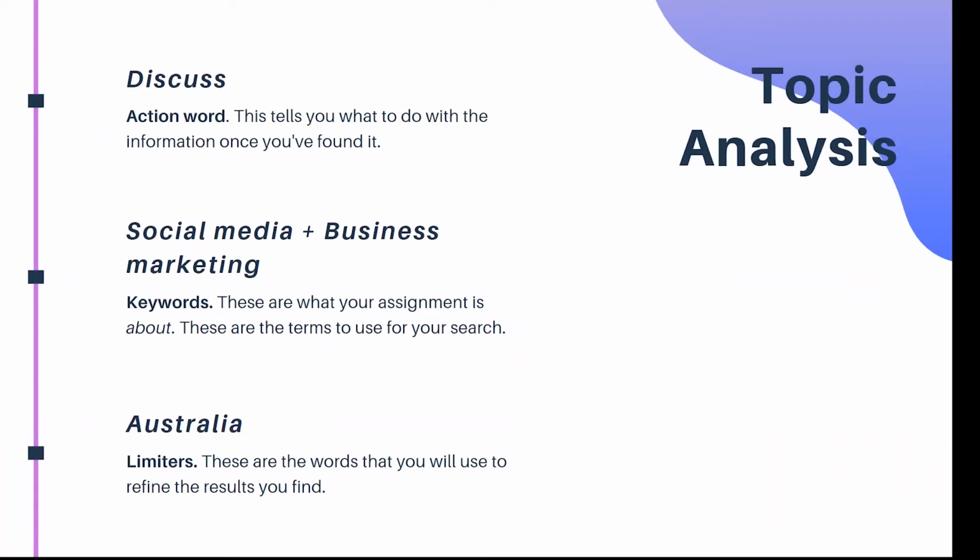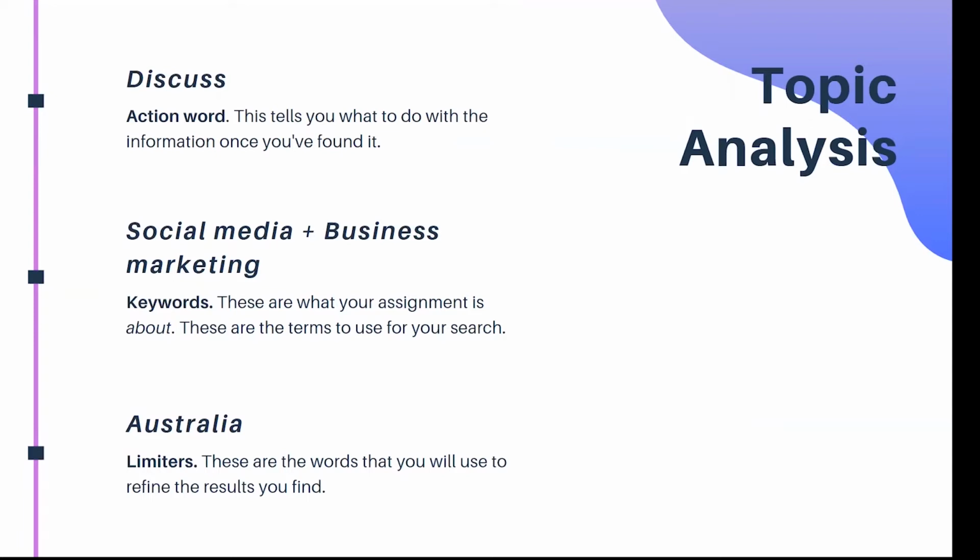So we have our discuss, which is the action word, and the action word is what tells you what to do with the information once you have found it. In this particular instance, we're going to discuss, but it could be compare and contrast, it could be analyze, it could be evaluate. We have some really good resources throughout the university about different types of action words, but I believe they sit with academic skills. So it'd be worth having a look at their pages if you wanted some more information about those action words. Then from that topic, we have social media and business marketing, and they are our keywords.